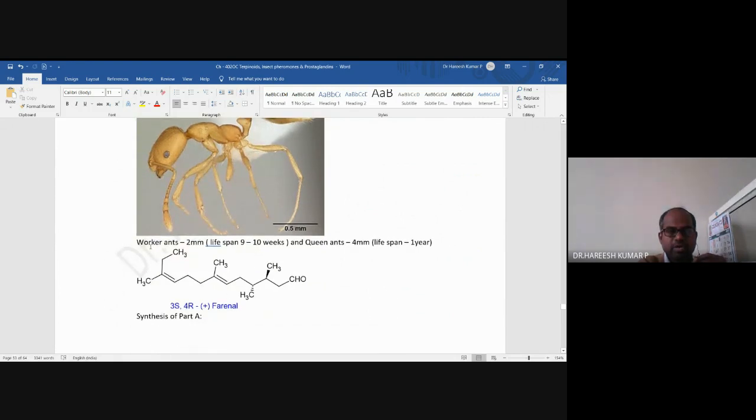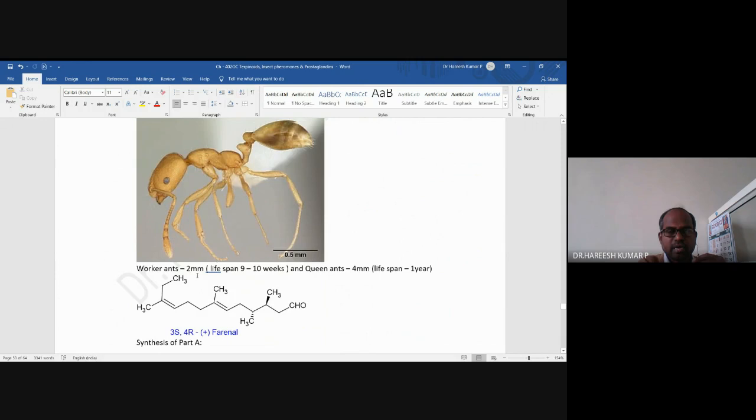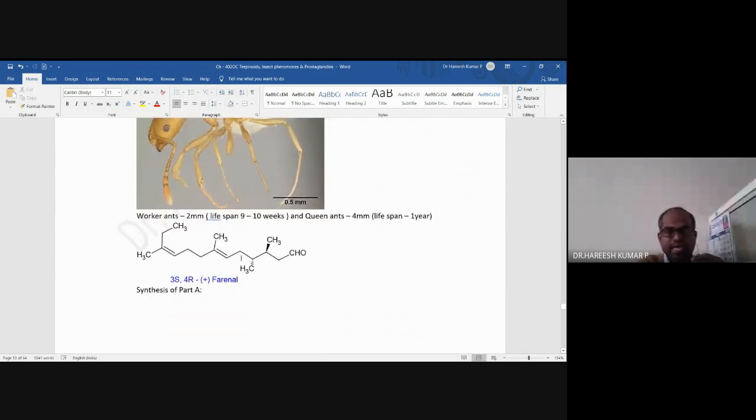And this particular ant is of two kinds. One is 2 mm, another one will be 4 mm. So the 2 mm one will have a lifespan of about 9 to 10 weeks, and the 4 mm one will have a lifespan of about 1 year. And this is the structure. And here this carbon is called carbon 3, and this carbon is called carbon 4. And this carbon will have an S configuration. This carbon will have an R configuration. This carbon will have an S configuration.